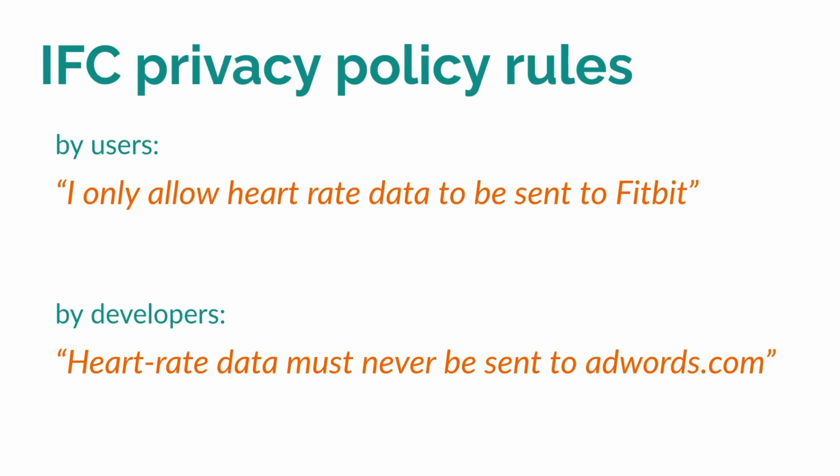In terms of privacy policies that the users as well as developers of those applications can specify, it's quite a flexible language that Flowverine provides. For instance, users can specify a specific data type that they allow to send to specific data sinks, in this case to Fitbit, for instance. They can specify that only heart rate data can be sent there. Developers also can specify specific sinks that might not be used to send certain data types. Like in this case, the developer wants to specify that heart rate data may never be sent to AdWords.com.